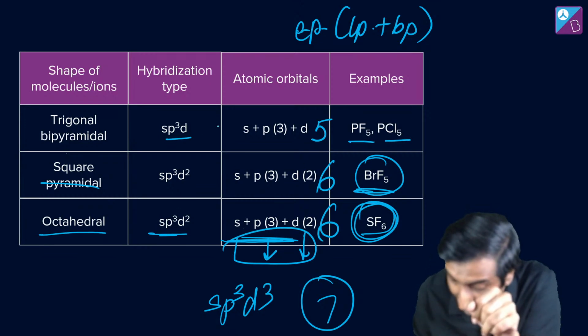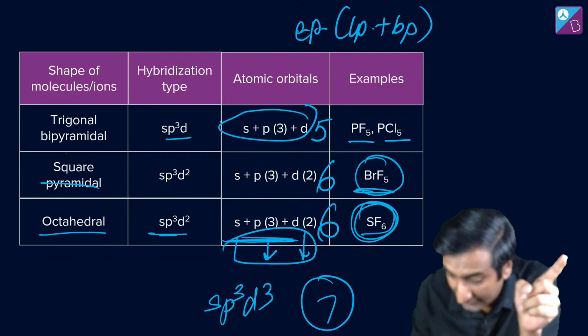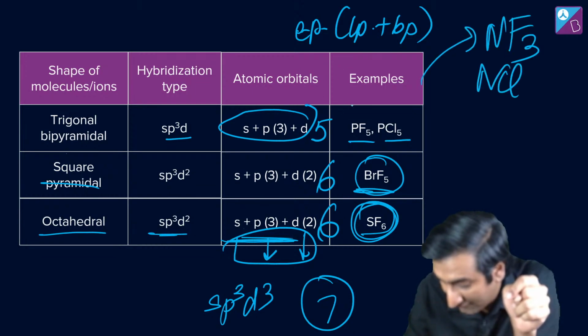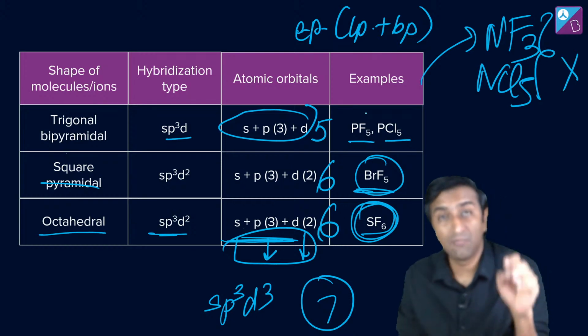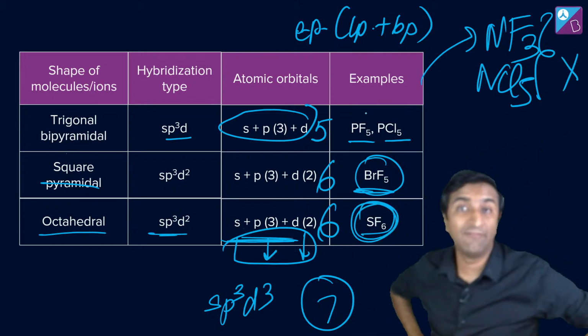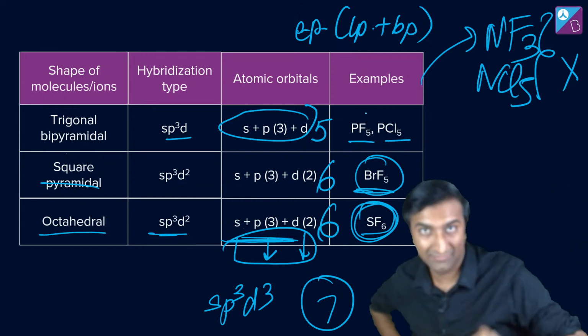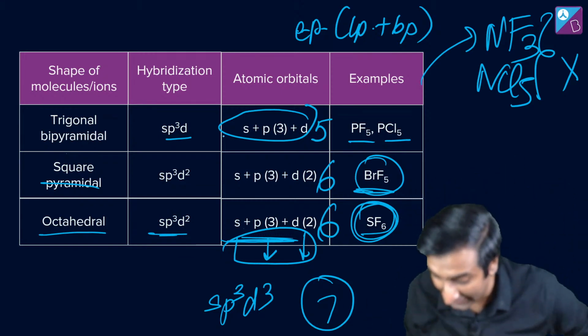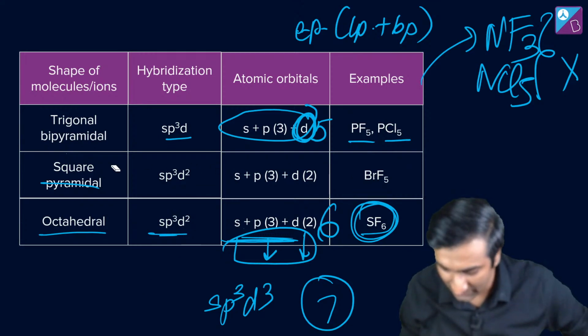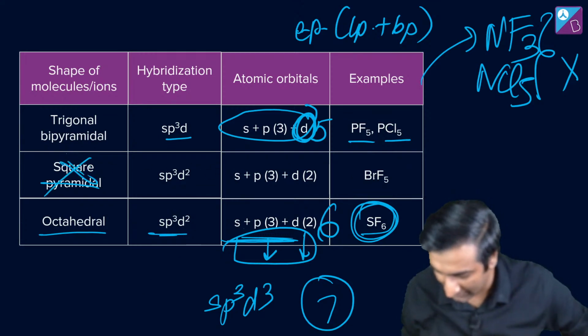We'll talk about how. sp3d, look, this is the reason why you don't have NF5 and NCl5. Why? NCERT will ask, boards will ask, why is it that you cannot form NF5 and NCl5? Because nitrogen does not have d orbitals is the answer. Phosphorus has d orbitals and that is what forms this. This BrF5 is a little strange. We'll look at that later.